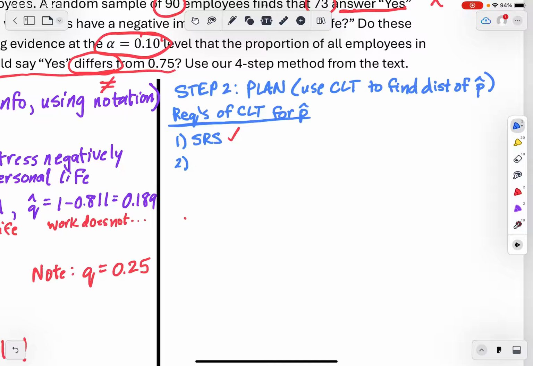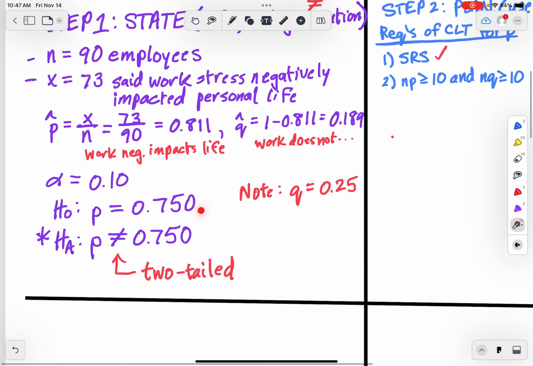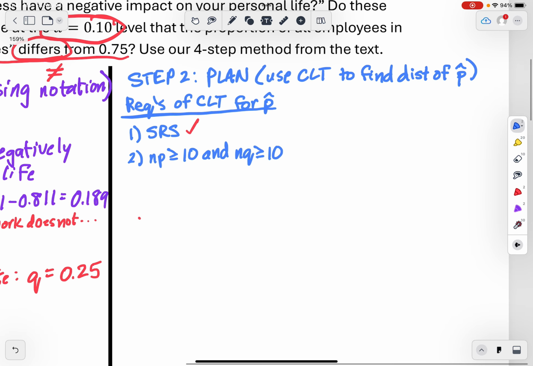The next thing, remember, n times p has to be bigger than or equal to 10, and n times q has to be bigger than or equal to 10. So if I want to take care of both of these in one shot, I'm going to look at the smaller of these two. And remember, P was 75% and Q was 25%. So if 25% is bigger than 10, 75% is going to be bigger than 10. So I'm going to just check that one, and I get 2 for the price of 1.